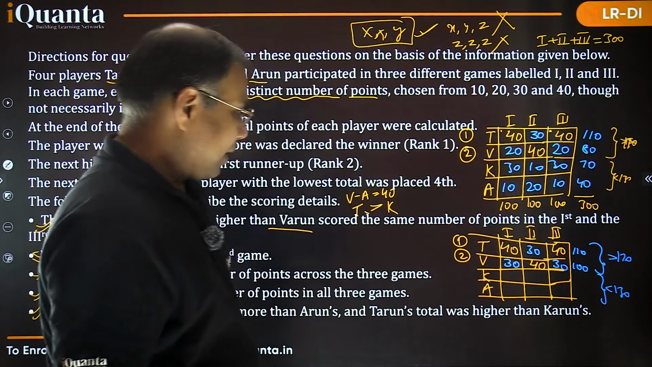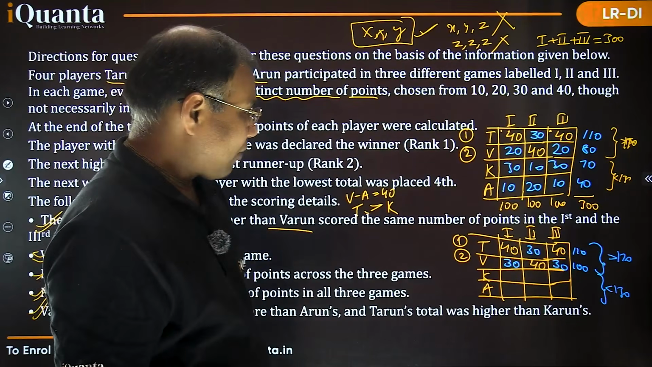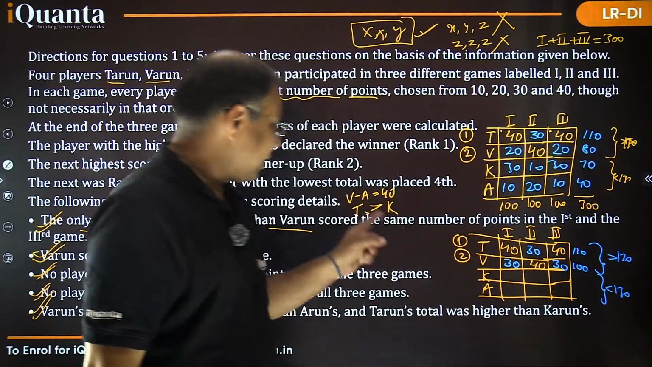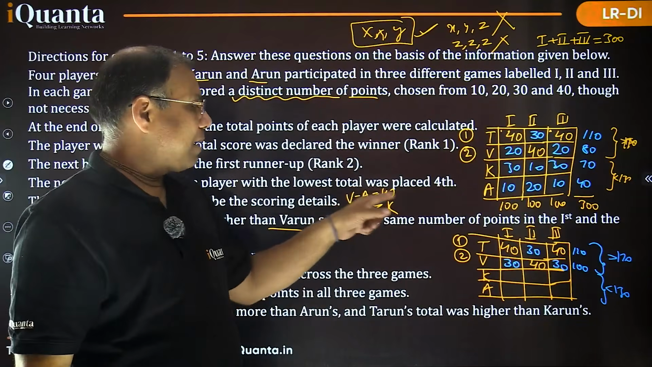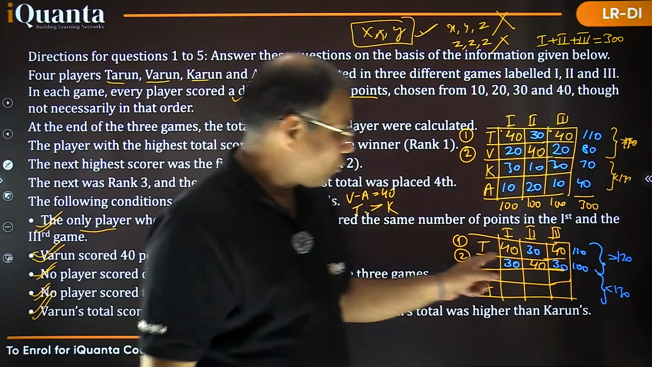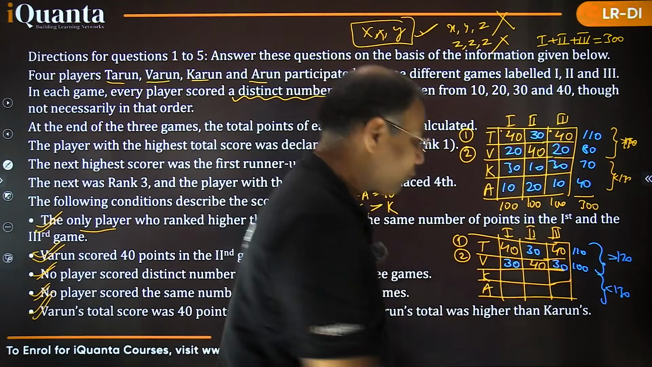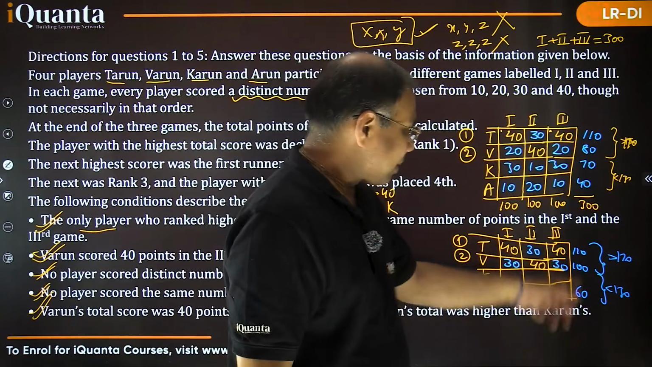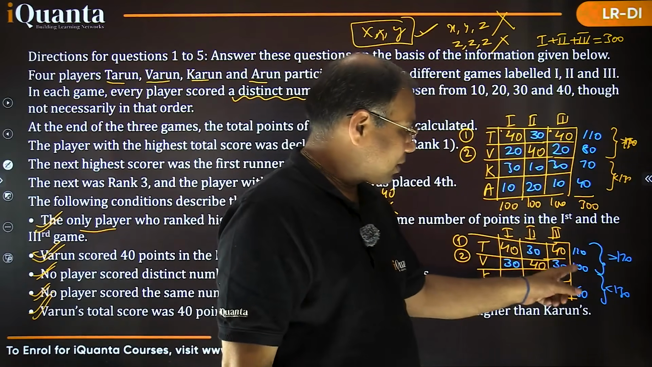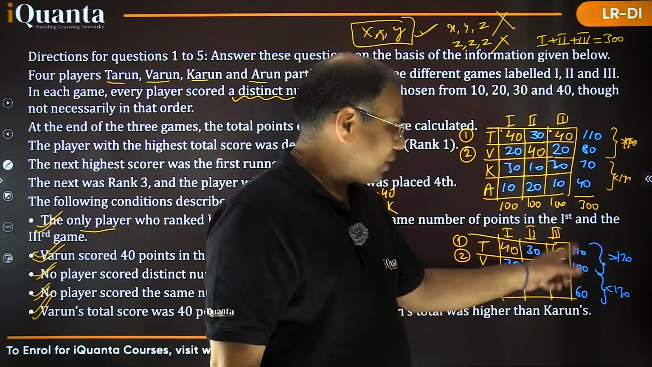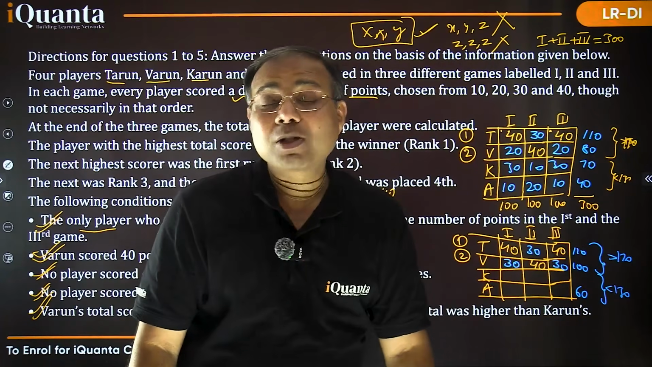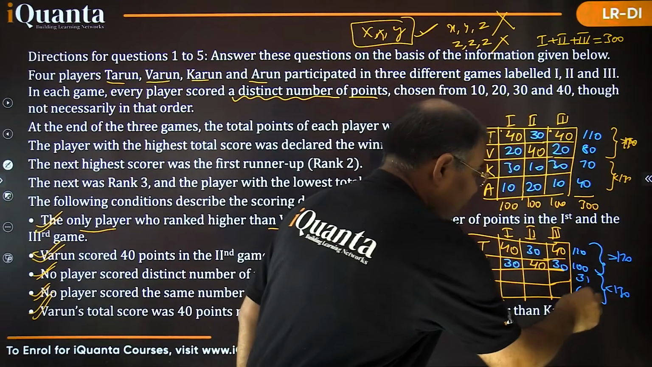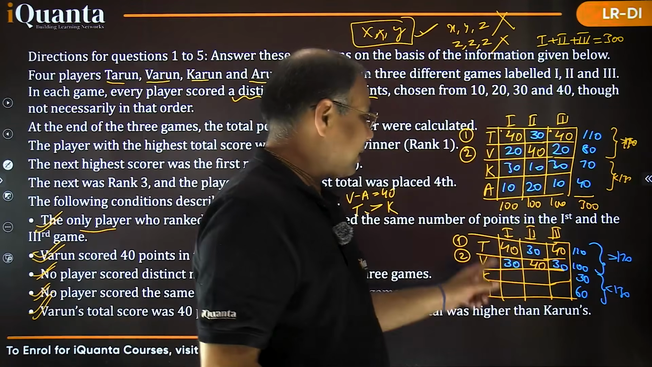Okay, let's see. We want the total for A to be 40 less than V, right? V minus A is 40. So this value of A must be 40 less than that of V. For V, the total is 100, so 40 less than that would be 60. This must be 60 now. And if this is 60, remember the total sum should be 300. So 110 plus 100 is 210, and 210 and 60 is 270. So what is remaining? 30 is remaining, right? And how is 30 possible? The only way out is 10, 10, 10.